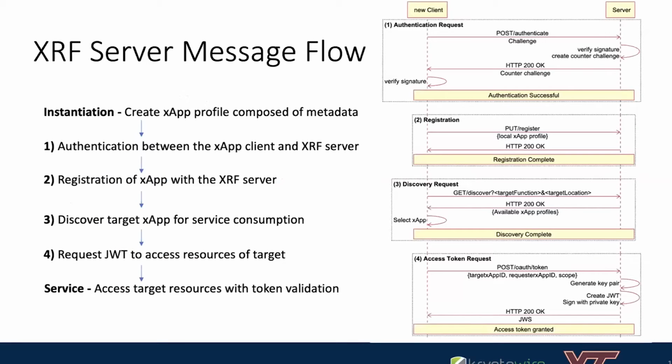And here's an overview of how that will look. Upon instantiation, it will create an XApp profile composed of its relevant metadata. It will then authenticate with the server, in this case the XRF server, and register. Then, if required to join a specific service chain, which requires multiple XApps to communicate with each other, it will discover other XApps or even other API endpoints. And then finally, it requests an access token in the form of a JSON web token to access these resources. So this is the overview of the actual message flow.